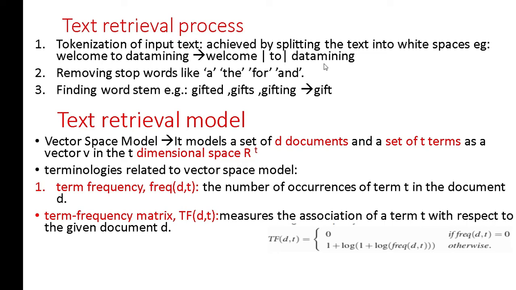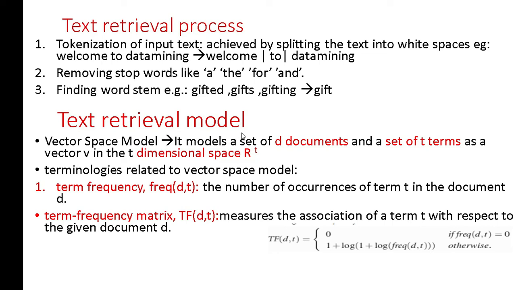Next one, removing stop words like a, the, for, and. These all are stop words and they have to be removed. Now, finding the word stem. Suppose we have 3 words: gifted, gifts, gifting. The stem word of all these 3 words is gift. So, finding the word stem.